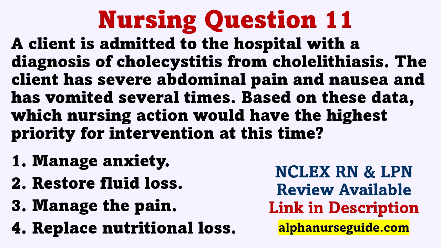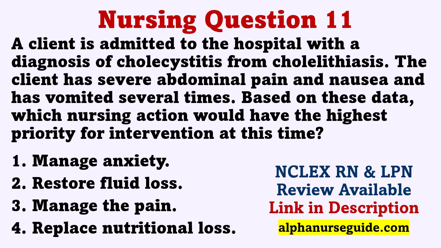A client is admitted to the hospital with a diagnosis of cholecystitis from cholelithiasis. The client has severe abdominal pain and nausea and has vomited several times. Based on these data, which nursing action would have the highest priority for intervention at this time? 1. Manage anxiety. 2. Restore fluid loss. 3. Manage the pain. 4. Replace nutritional loss.